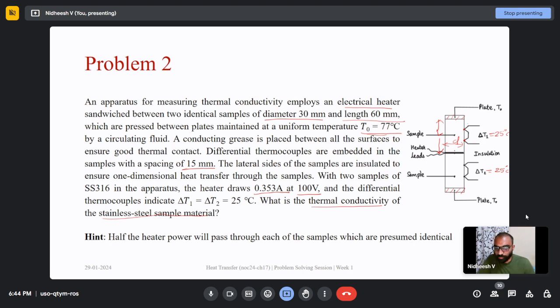Okay, sir. So I will explain the question. We have a heater here which is generating some heat, and we have sample material identical on top and below, which is made of stainless steel.